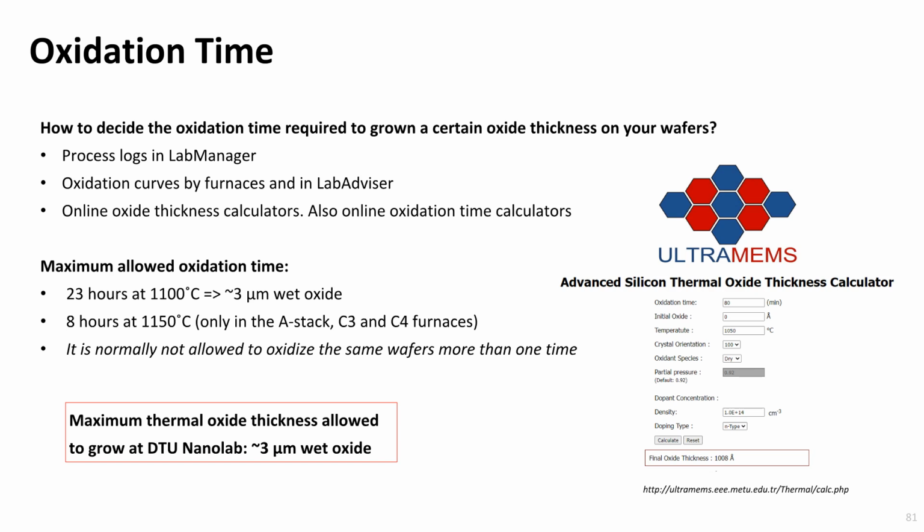In some furnaces, the A-stack furnaces and the C3 and C4 furnaces, oxidation can be done at 1150 degrees, but for only 8 hours. It is normally not allowed to oxidize the same wafers more than once. If a thicker oxide layer than 3 micrometers is needed, the wafers should be bought externally, or it might be an option to deposit, for instance, PECVD oxide on the wafers instead of doing a thermal oxidation.